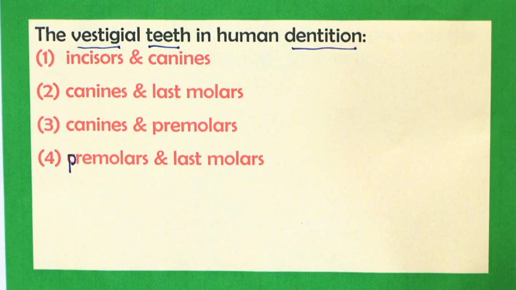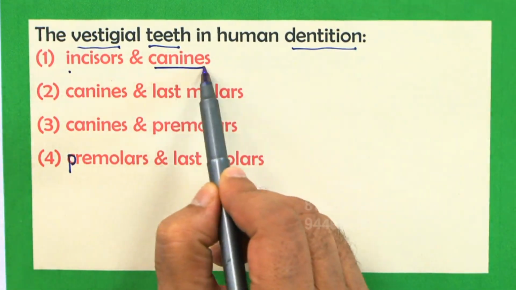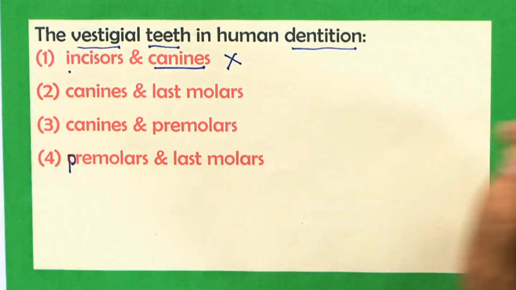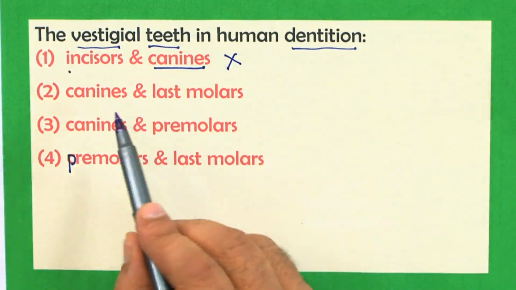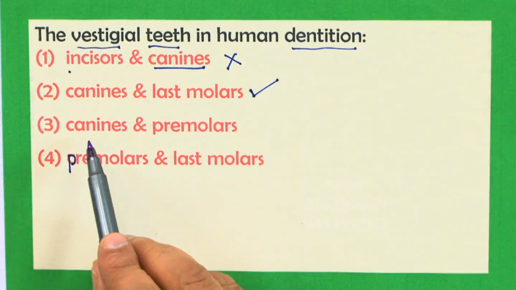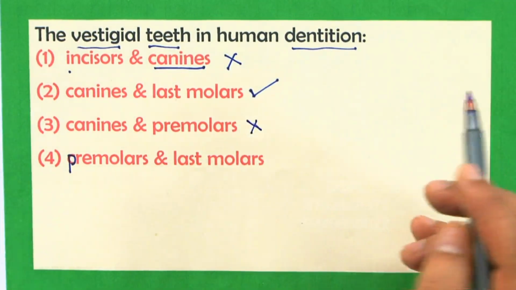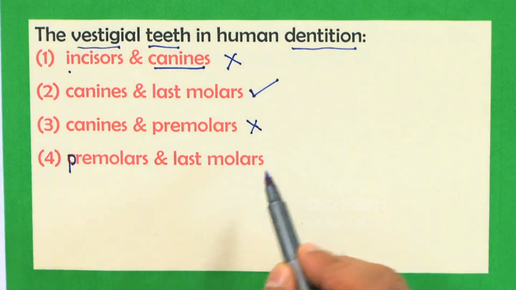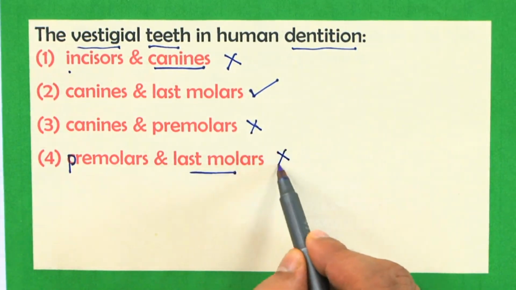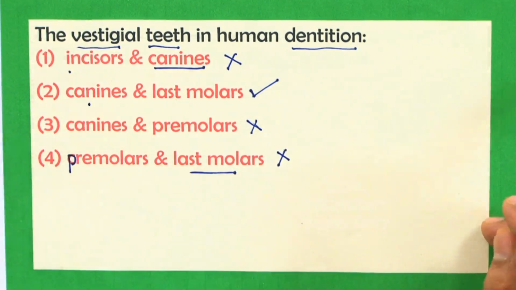Let me look into the options. First one says incisors, canines. Canine is fine. Incisors are functional teeth. Thereby, option 1 is wrong. Second one, canines and last molars. Yes. The third one, canines, okay. Premolars are functional. Thereby, this is not our answer. Fourth one, premolars and last molars. Last molars are vestigial, premolars are functional. Thereby, this is not the answer. So, the answer is canines and last molars.